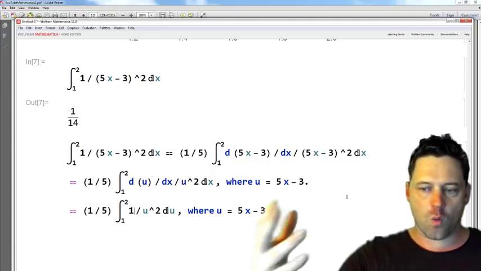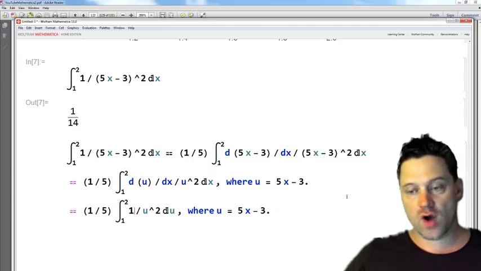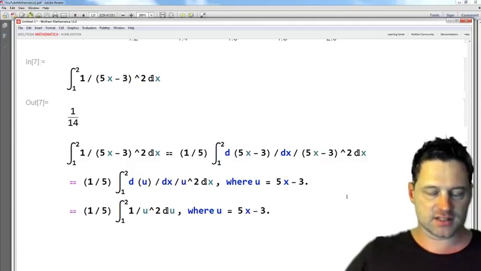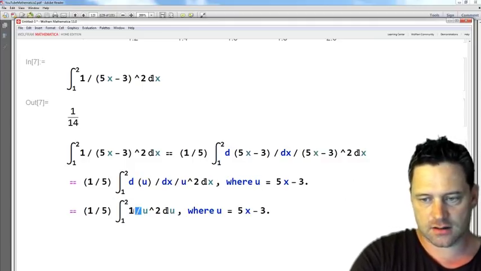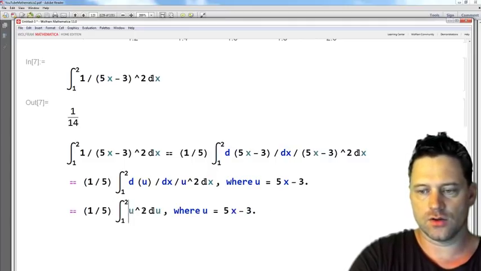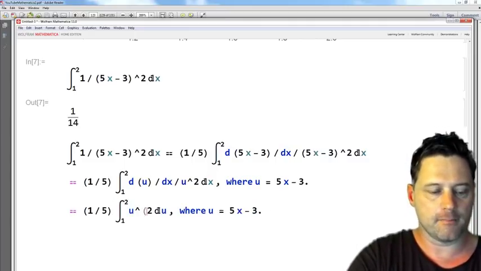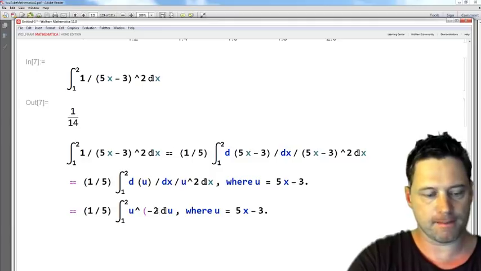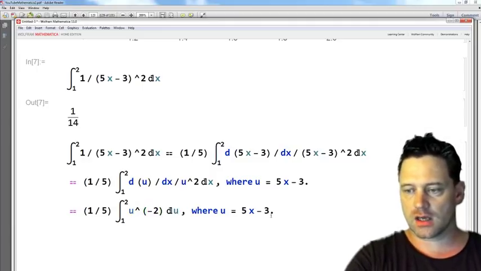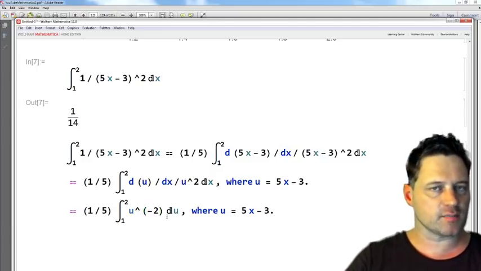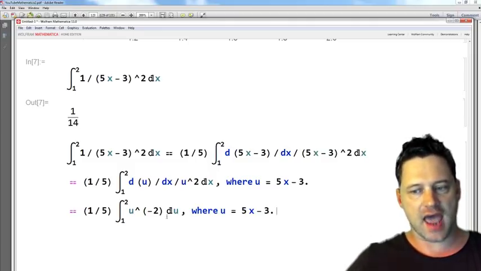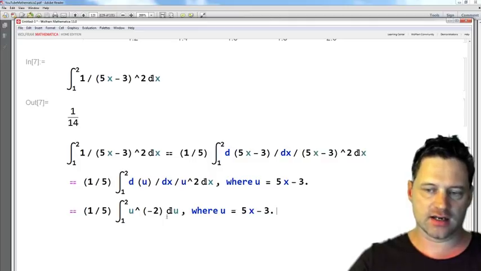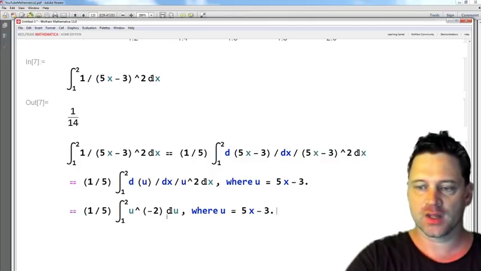Now we have a 1 on u squared, but we want to represent that as u to the power of minus 2. So let's do that. U to the power of minus 2. And that's something that is very easy to integrate. All you have to do is add 1 to the exponent and divide by the new exponent.